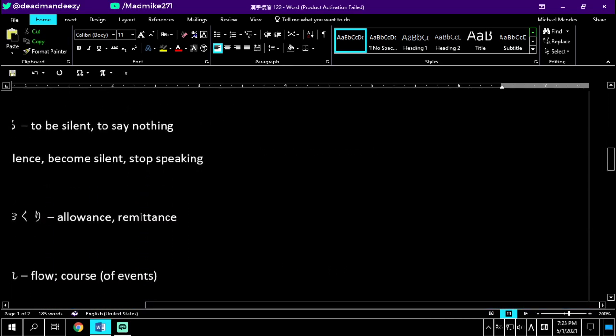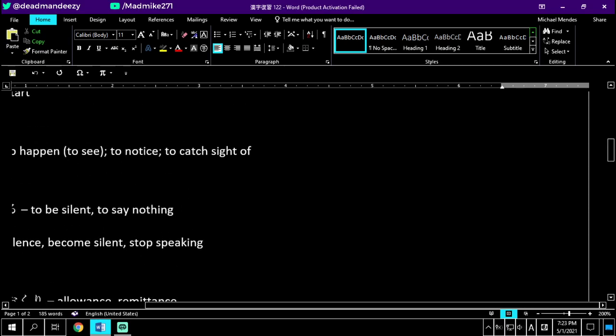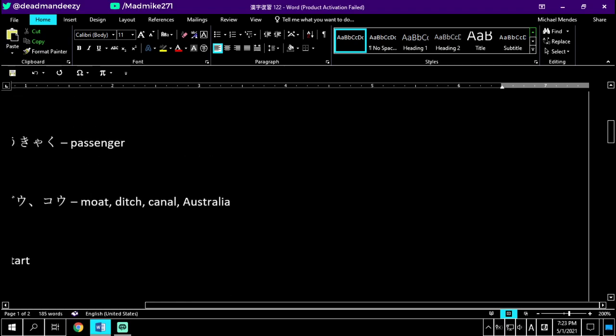An allowance or a remittance is a shiokuri, sending of a service. A flow or course of events is a mure. Oh, that's mure. What is a ditch or a canal? Mure is a group of something. Nagare was our flow. What's a moat, a ditch, or a canal?